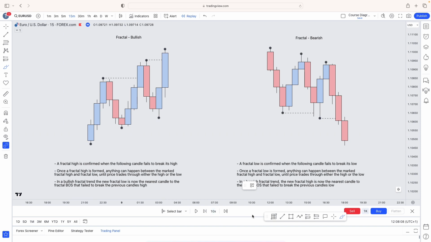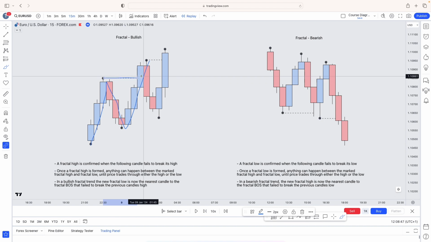So starting on the left here, a fractal high is confirmed when the following candle fails to break its high. Once a fractal high is formed, anything can happen between the marked fractal high and the fractal low until price trades through either the high or that low. In a bullish trend, the new fractal low is now the nearest candle to that fractal break of structure that failed to break the previous candle's high. Okay? So here we have a push up, a pullback, and a push up and a break of that fractal structure to the upside.